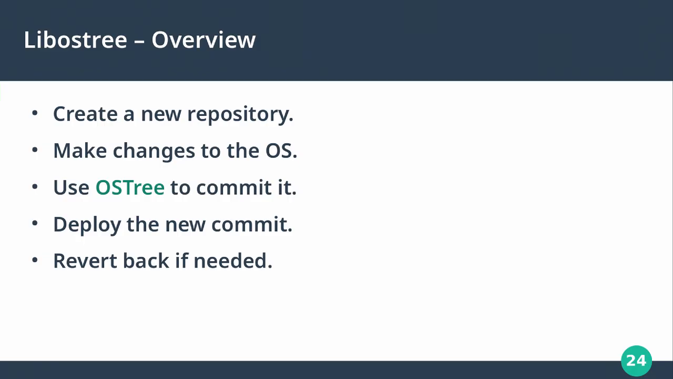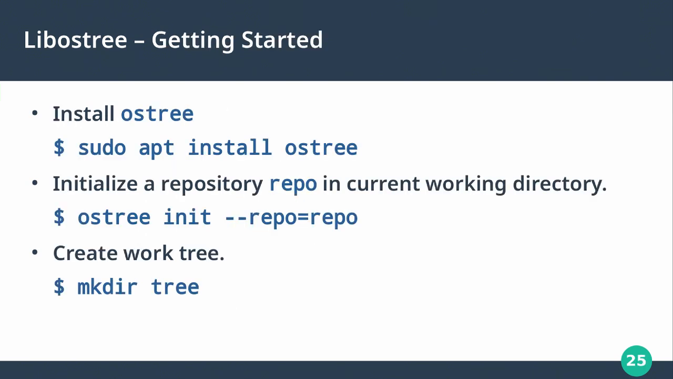So, overview: suppose you're using libOSTree, how will you use it? First of all, you create a new repository, just like in Git. Then you make changes, but instead of in Git, you make changes to the entire OS. Then you use OSTree to commit it. Then we deploy the new commit. If the changes are not what you wanted, we can revert back. So let's see a quick intro of how this works.